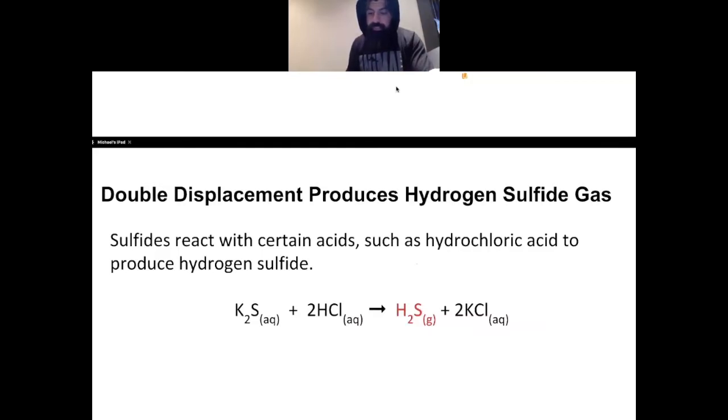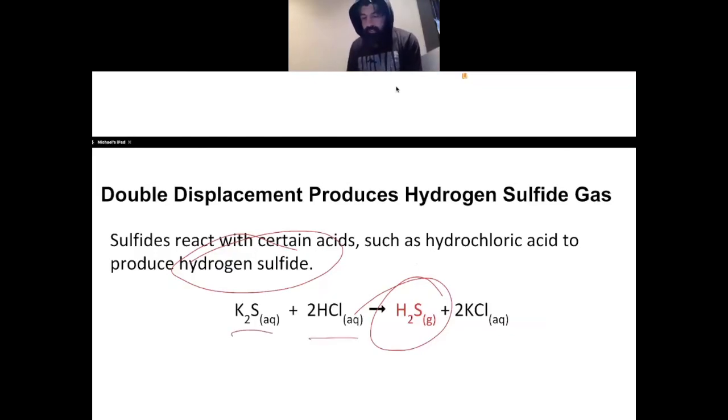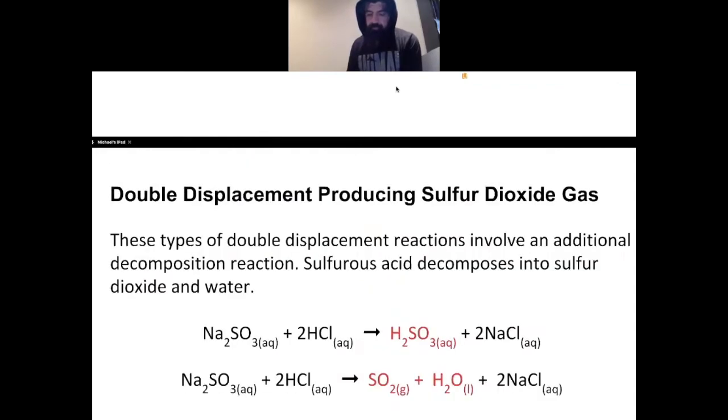when hydrochloric acid reacts with some kind of sulfide. We produce hydrogen sulfide gas. So here's something that forms an actual gas, based on these two products. Okay, next, a double displacement reaction that produces sulfur dioxide. Here, be careful with a reaction like this, because when you see this, right away it should tell you no reaction.